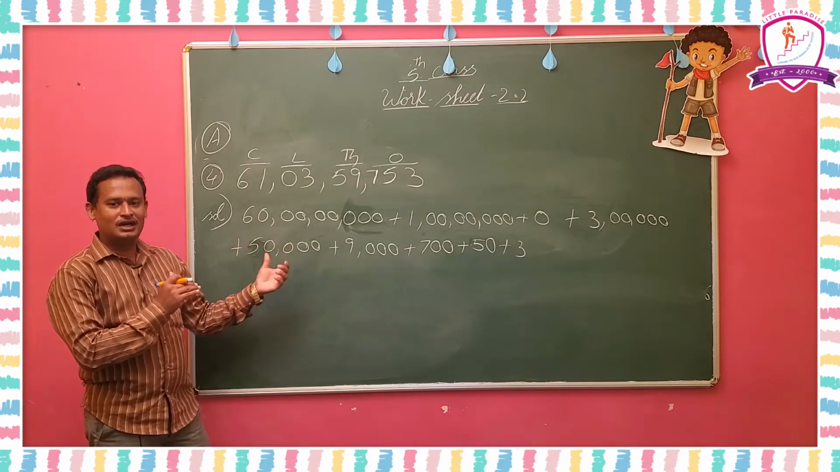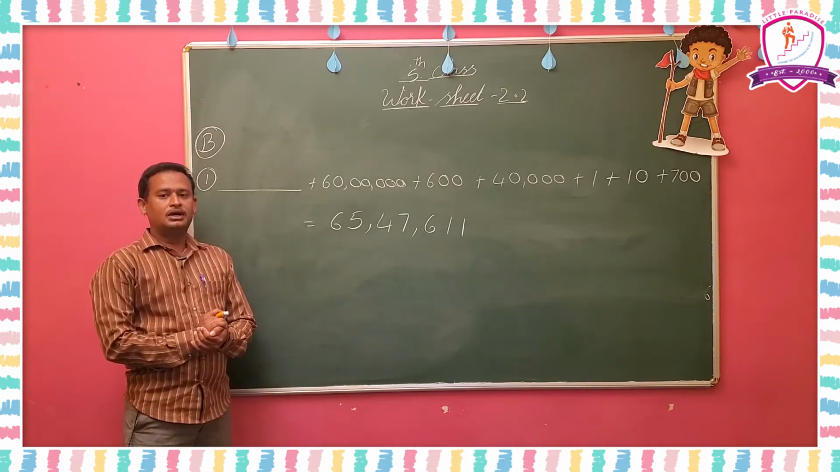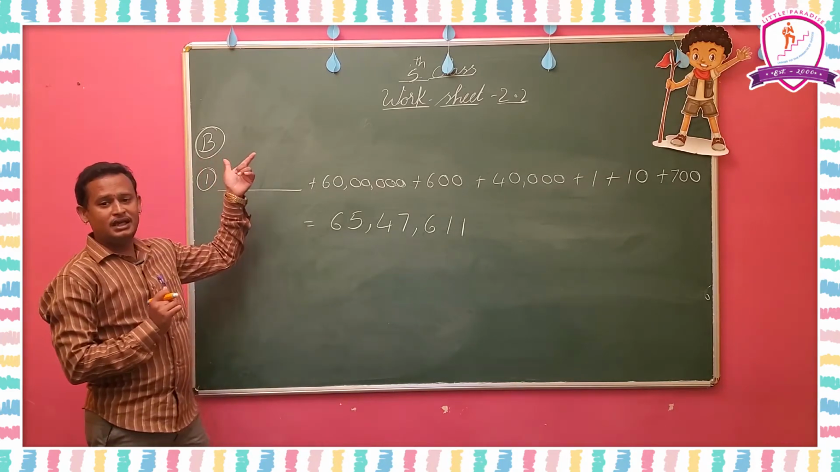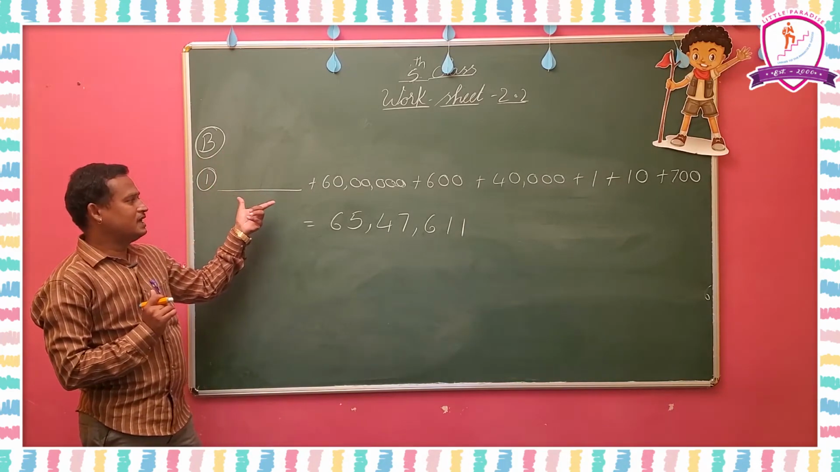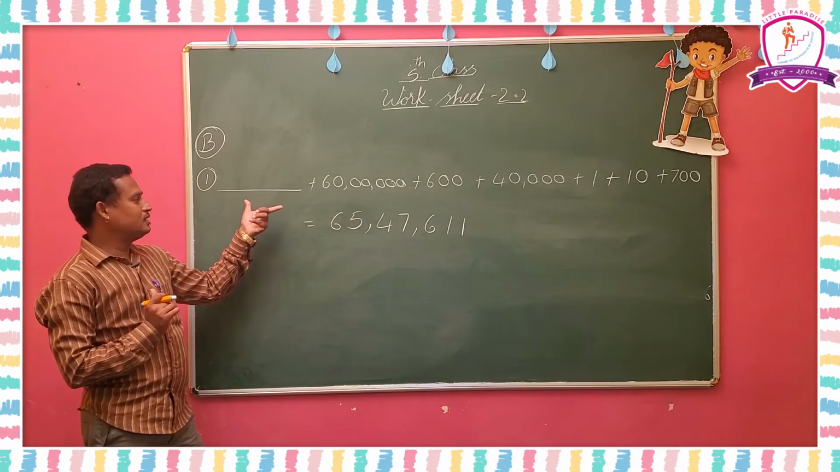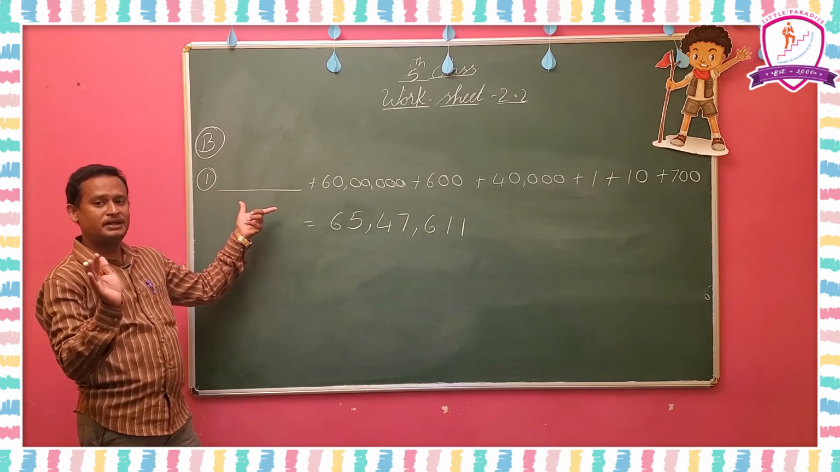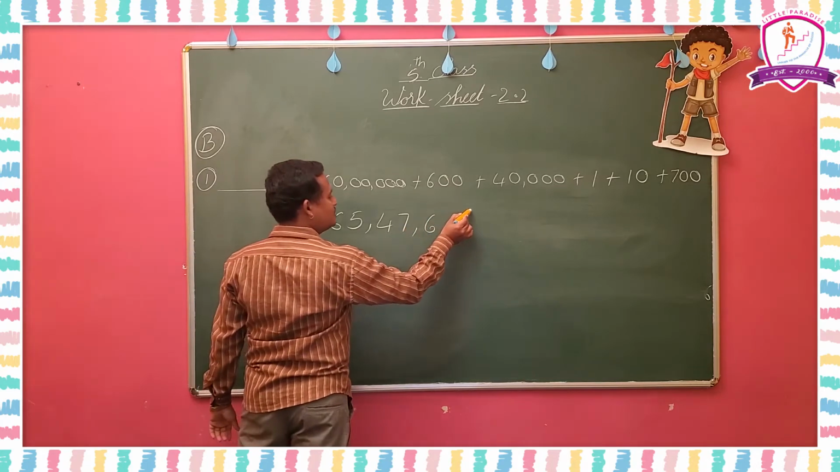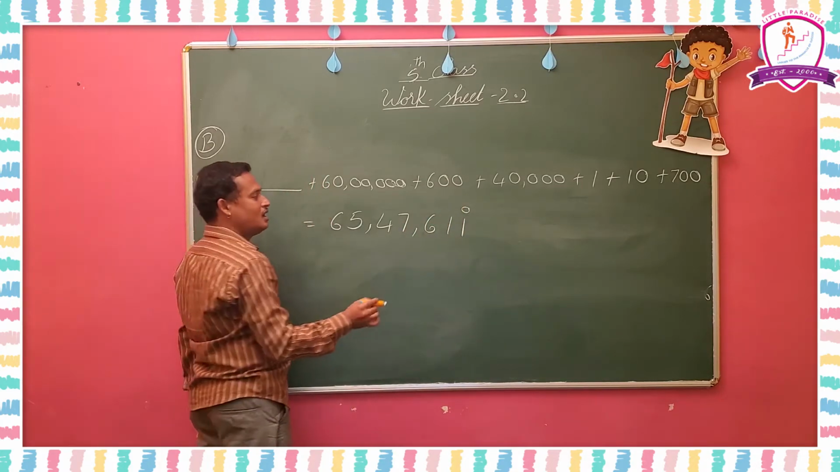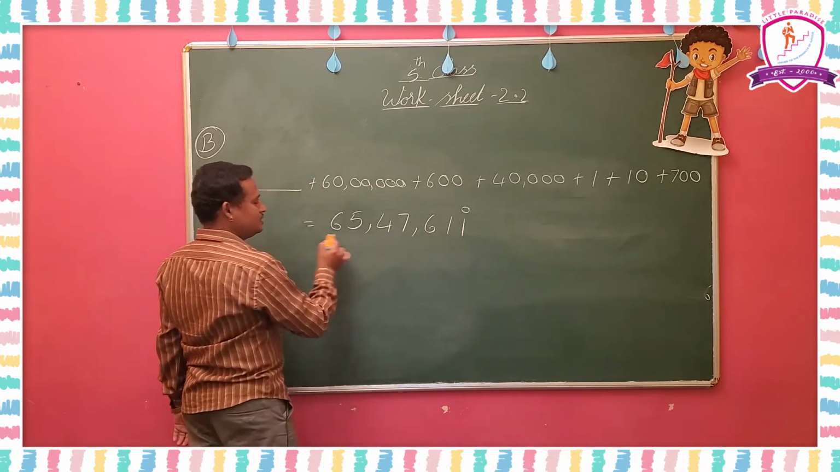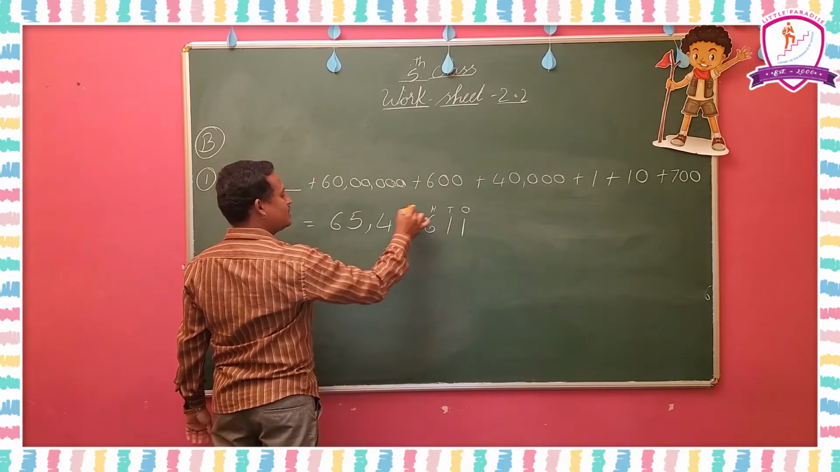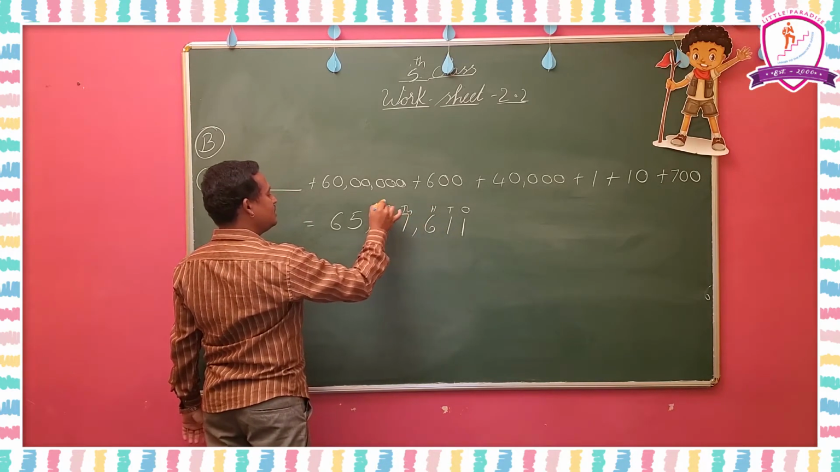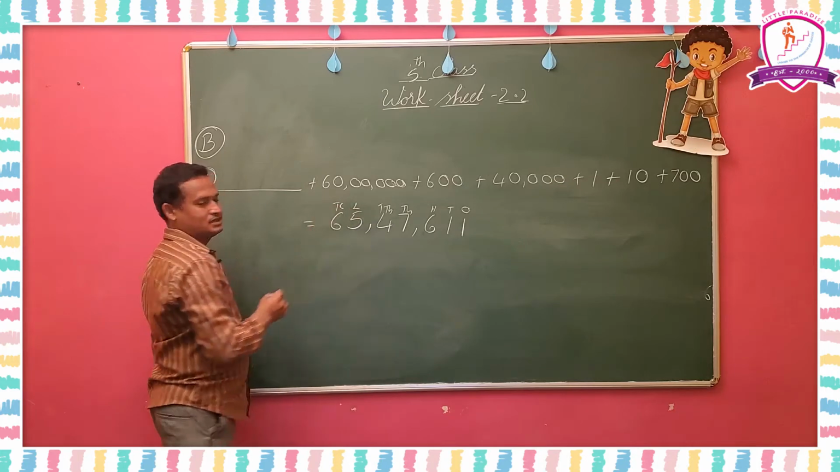Okay, now we are going to enter into B Roman. Now coming to B Roman. I am going to explain the first sum of B Roman. You can see that sum in your application book also. You have to write the places for the answer. So, here the answer is given: ones, tens, hundreds, thousands, 10,000s, lakhs and 10 lakhs.